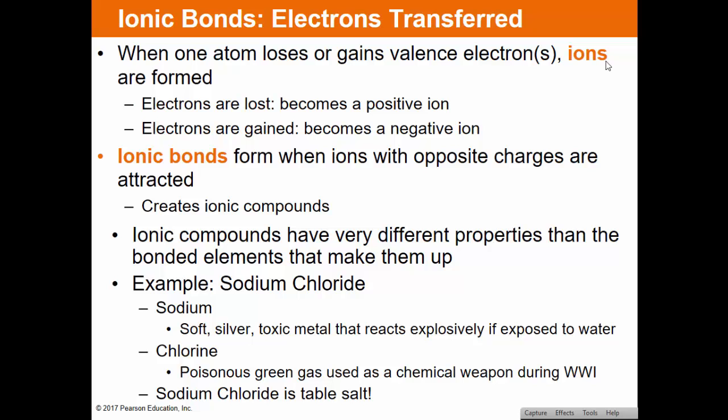For instance, sodium chloride, that's table salt. Sodium chloride is halite, it's just salt, it makes rock salt. Well, sodium by itself is soft, it's a silver, toxic metal. Sodium by itself can react explosively if exposed to water. Chlorine is a poisonous green gas. It was used as a chemical weapon in World War I. But together they make table salt, which is not poisonous or explosive with water. So the separate elements have very, very different properties when they are bonded together.